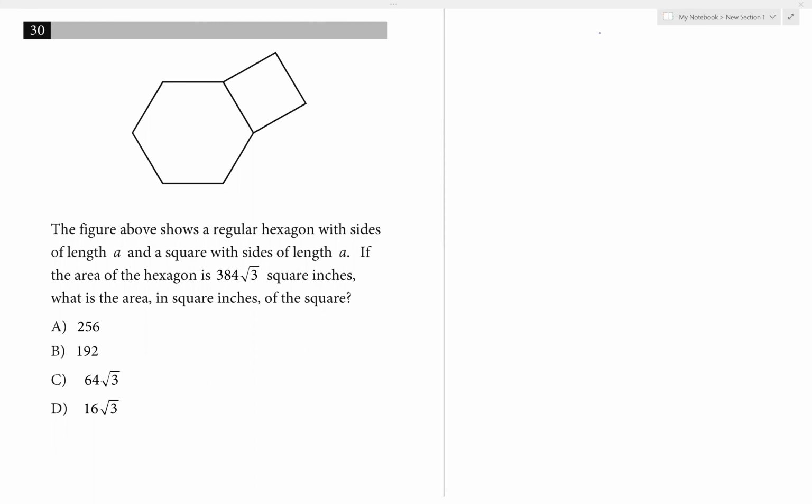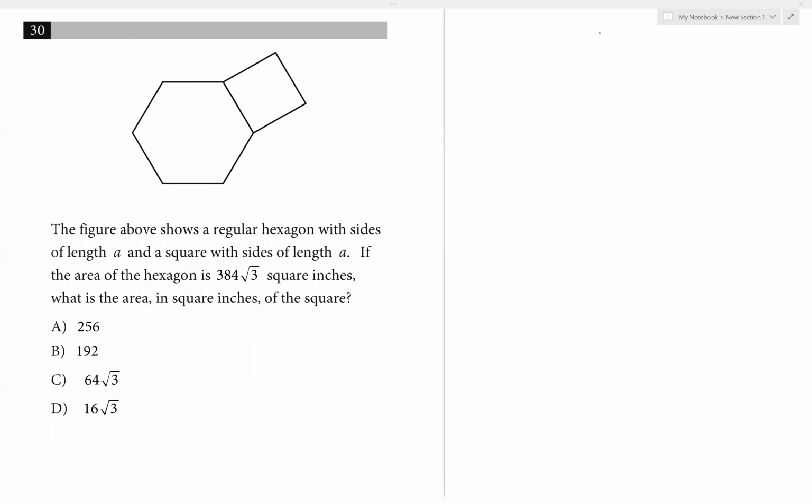All right, question 30. The figure above shows a regular hexagon with sides of length A and a square with side of length A. If the area of the hexagon is 384 square root of 3 square inches, what's the area in square inches of the square? Okay, so this question is one of the tough geometry ones.